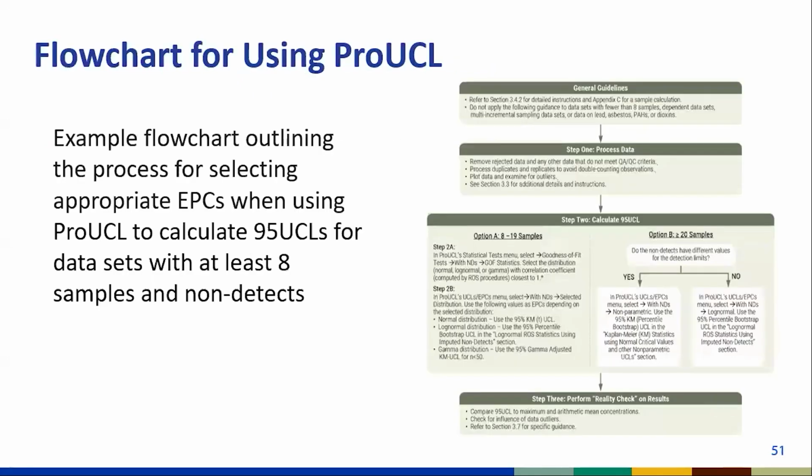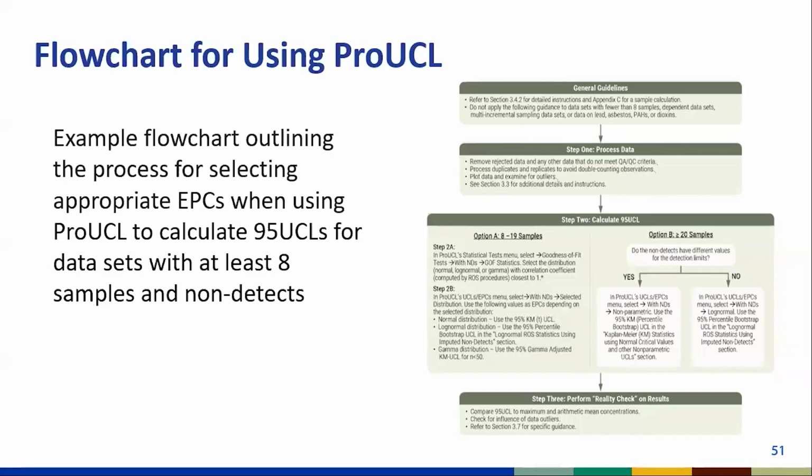To illustrate the manual process involved when calculating 95 UCLs with ProUCL or R, I've included a screenshot of one of the related decision trees or flowcharts from the EPC guidance on this slide. This particular flowchart outlines the decision logic for selecting appropriate 95 UCL statistics when using ProUCL for datasets with at least 8 samples and with non-detect observations. The guidance includes similar flowcharts for other scenarios and for the R programming language.